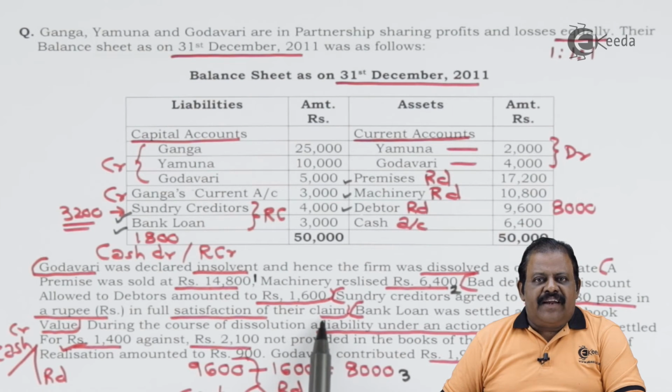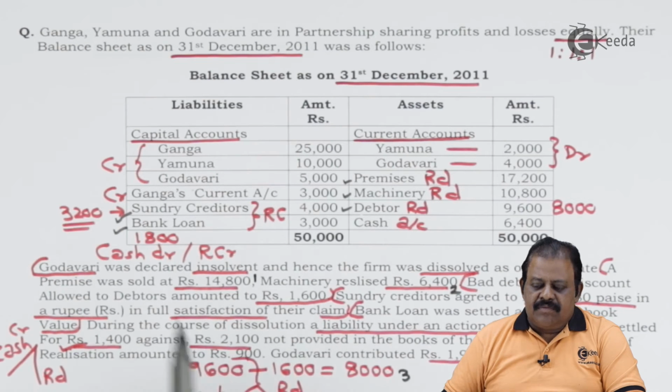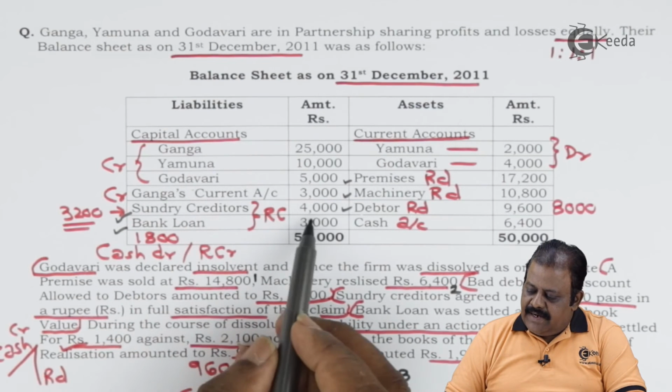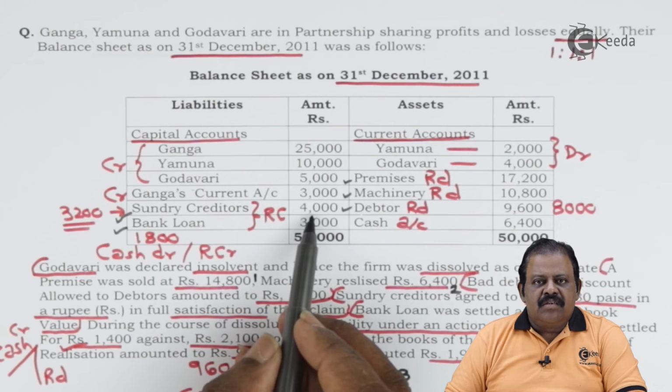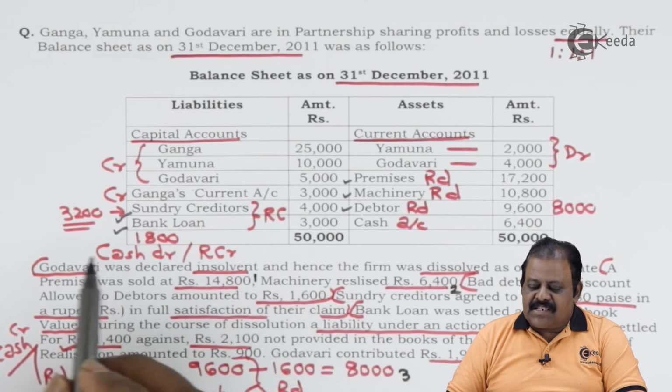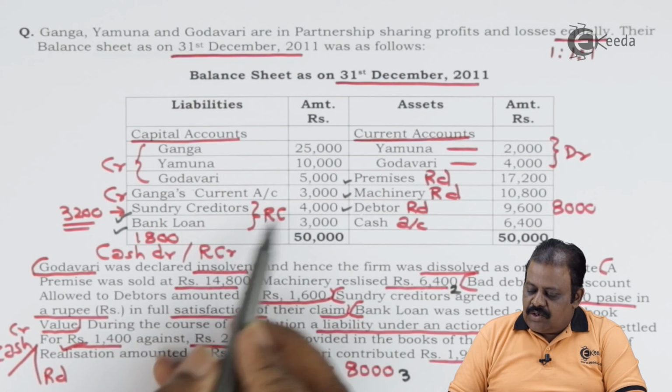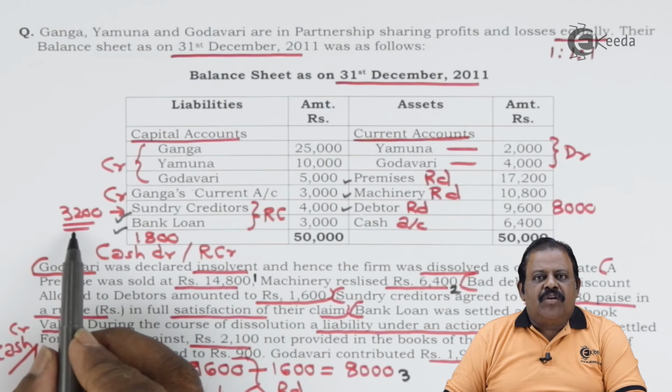Sundry creditors agreed to receive 80 paise in a rupee in full satisfaction of their claim. It means sundry creditors have given us 20% discount. Creditors are 4,000. 20% discount means 800. 4,000 minus 800, actual amount paid will be 3,200. This will be credited to cash bank account and debited to realization account.